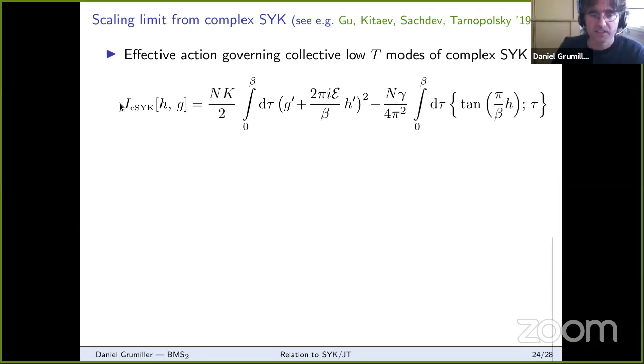This is the complex SYK action. This is the effective action governing collective low temperature modes of the complex SYK. So instead of Majorana fermions, you have complex fermions. You can see this, for instance, in this recent paper by Gu, Kitaev, Sachdev, and Tarnopolsky, but there's also earlier work where this appeared.